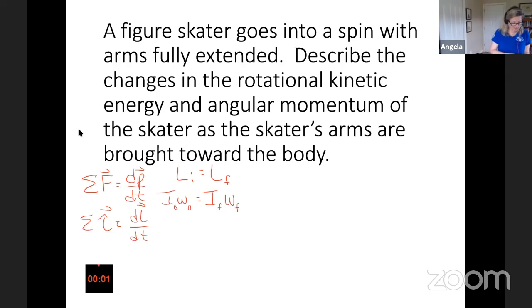And then it's asking about kinetic energy, right? So rotational kinetic energy is 1/2 I omega squared. What happens here is when she draws her arms in, the rotational inertia decreases. So if I final is decreasing, then omega final must increase by the same factor.